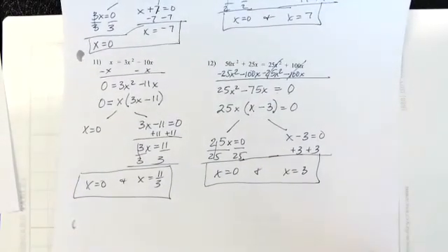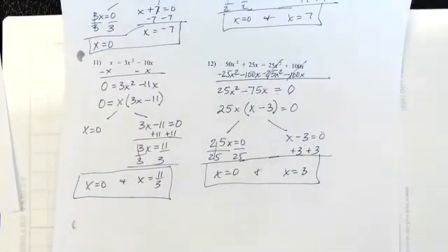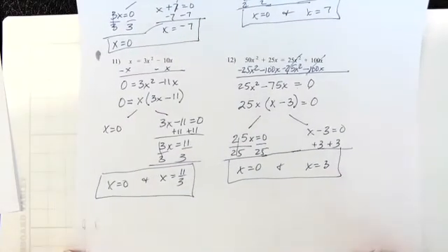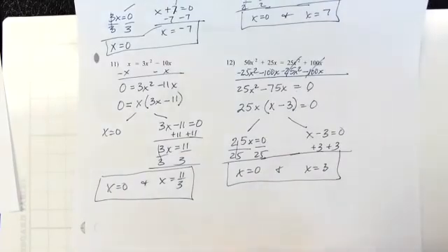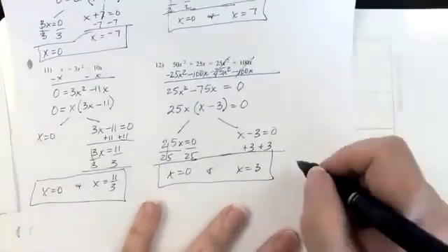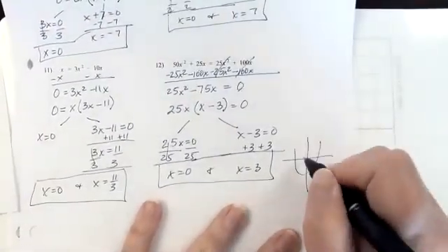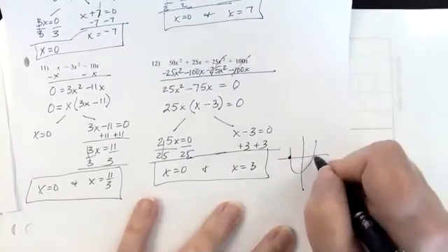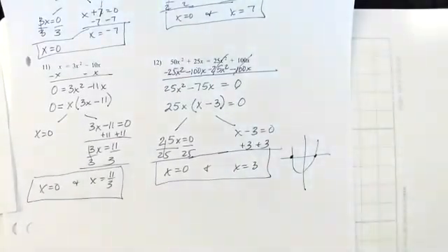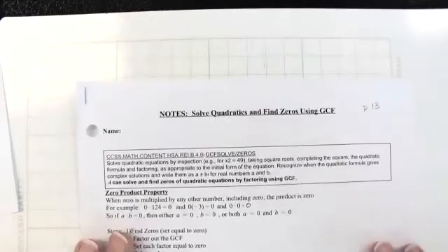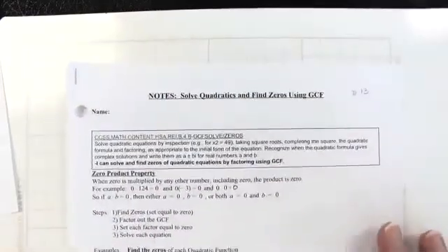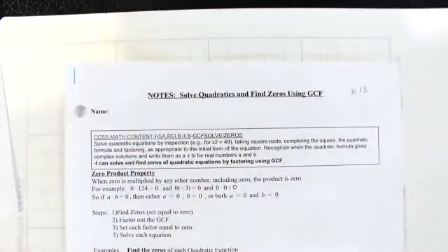So this is solving quadratics and finding zeros using the greatest common factor. And again, remember, when we graph these they will end up being parabolas, okay? And the zeros are just where our parabola will cross the x-axis that we're solving for. All right. So again, that was solving quadratics and finding zeros using the greatest common factor.